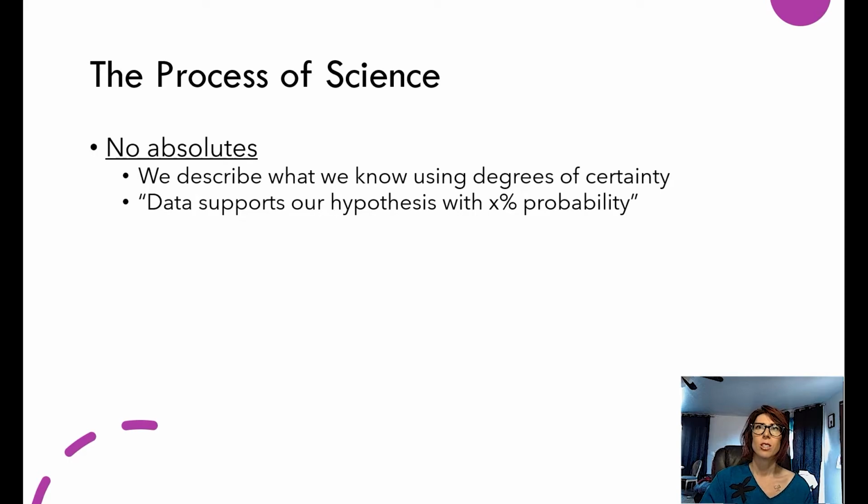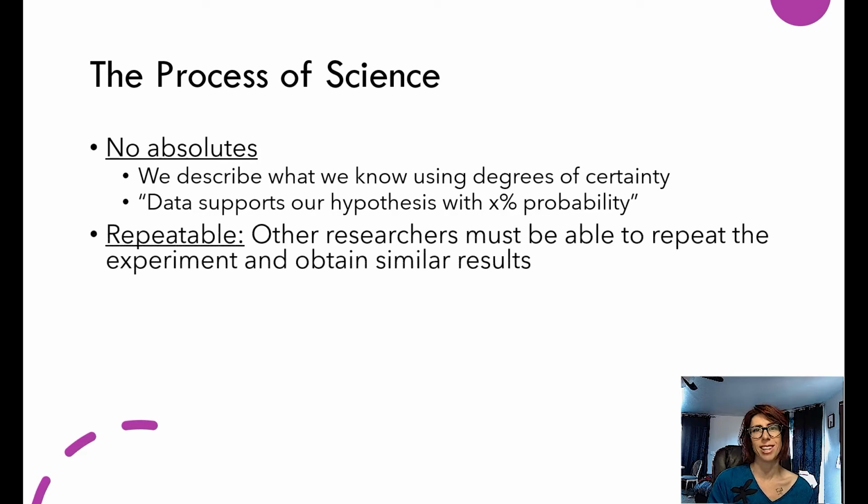Okay, so no absolutes. You can never prove anything. You can just support it, and we hopefully are believing in the most likely truth, right, rather than the least likely truth. Okay, repeatability, very important. Other researchers have to be able to repeat the experiment and obtain similar results.